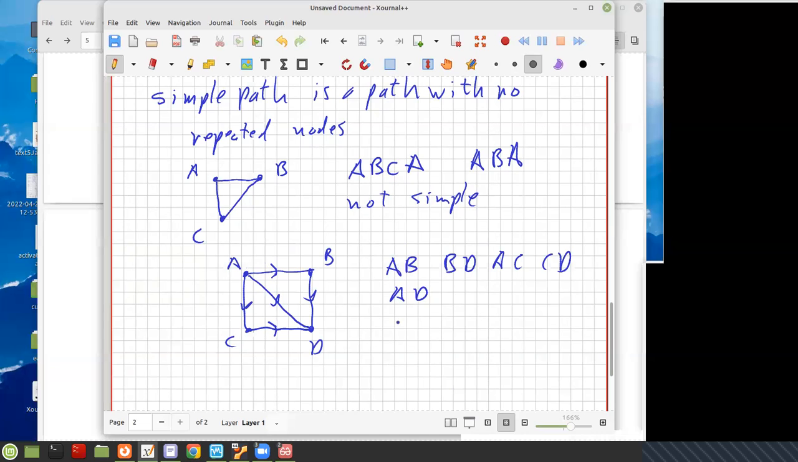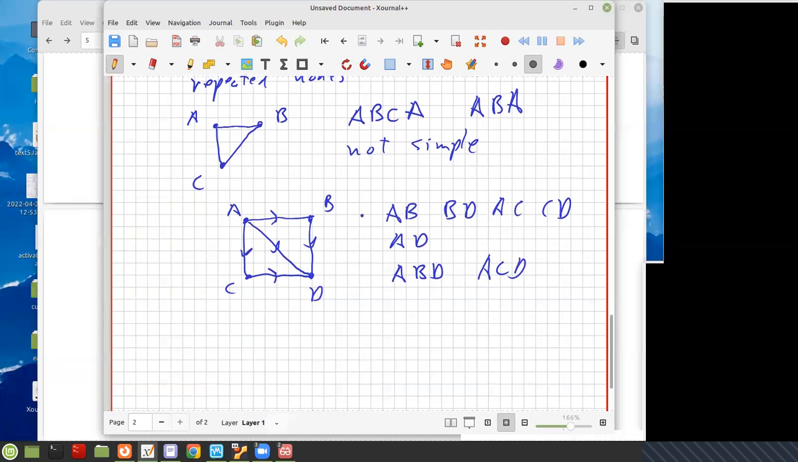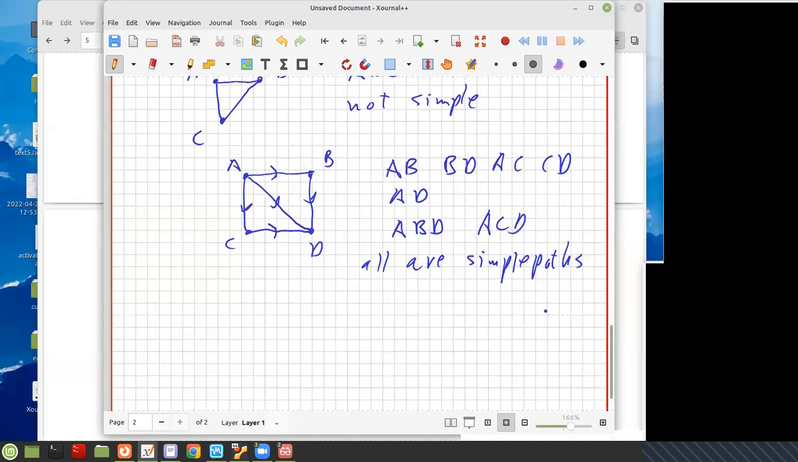Let's look at length 2 paths. Well, there's A, B, D, and A, C, D. And that's it. That's all the paths there are on this graph. In fact, all are simple paths. But you can have directed graphs with non-simple paths.